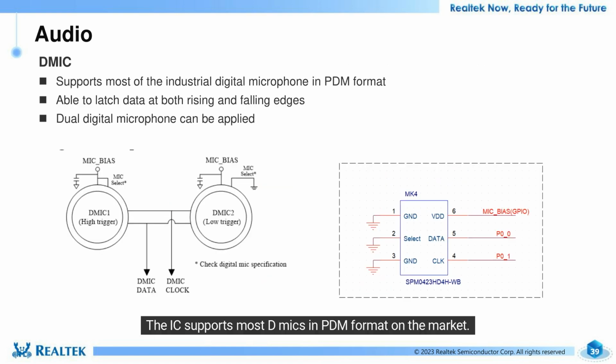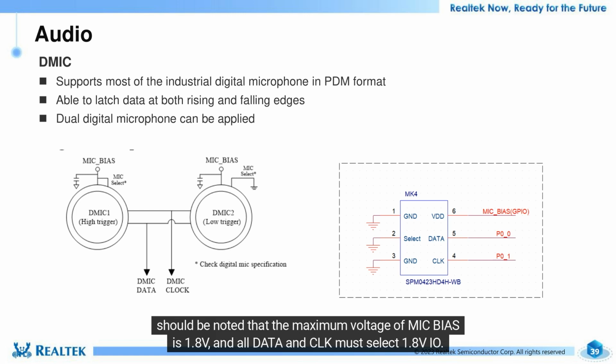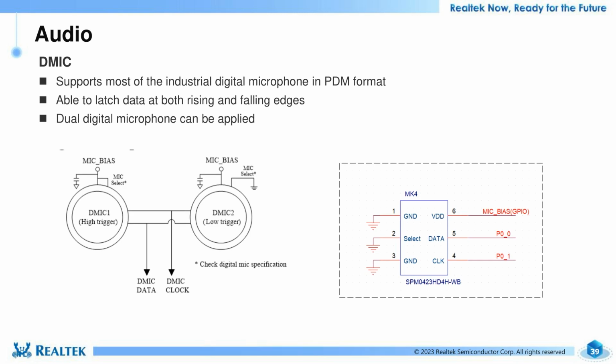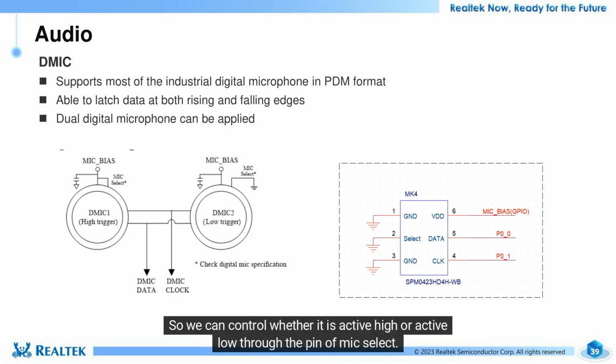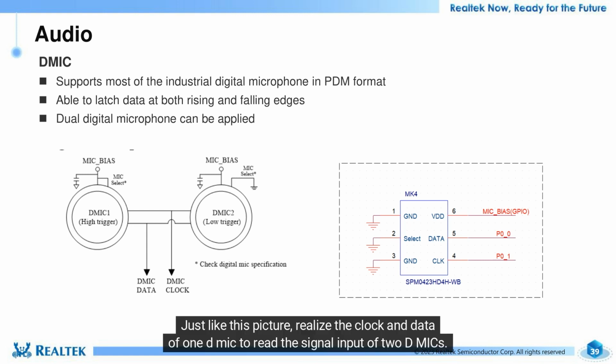The IC supports most D mics in PDM format on the market. Any I/O pin on the RTL87X3E can be connected to the CLK and data pins of the digital microphone, but it should be noted that the maximum voltage of mic BIAS is 1.8V, and all data and CLK must select 1.8V I/O. The IC supports D mic sampling on the rising edge as well as sampling on the falling edge. So we can control whether it is active high or active low through the pin of mic select. Just like this picture, realize the clock and data of 1 D mic to read the signal input of 2 D mics.